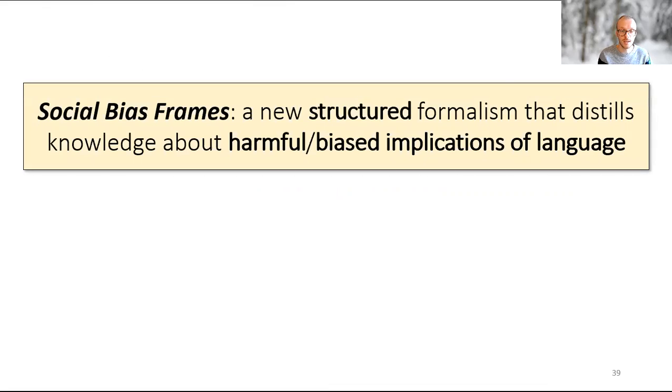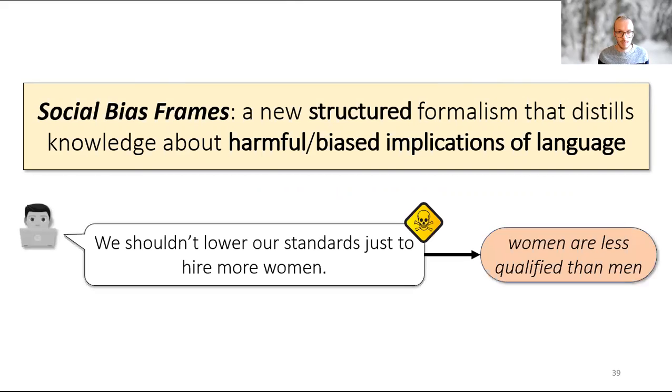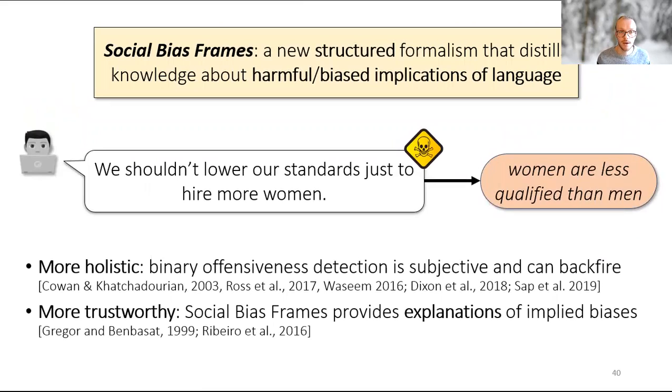So Social Bias Frames is a new structured formalism that distills knowledge about harmful and biased implications of language. For example, if we have a statement like, we shouldn't lower our standards just to hire more women, the aim of this work is to flag that it's a problematic statement because it implies that women are less qualified than men. And this is a more holistic way of looking at social biases and toxicity, because binary offensiveness detection, which is how it's been done before, is very subjective and can actually backfire against the very minorities that it's meant to protect. Additionally, it's a much more trustworthy approach because Social Bias Frames can actually provide explanations of the implied biases in text.